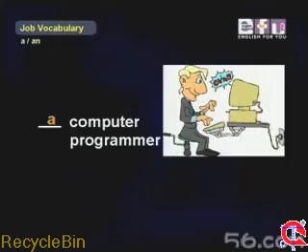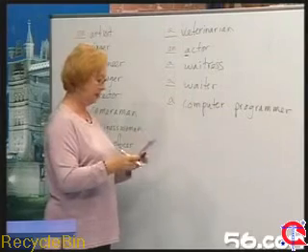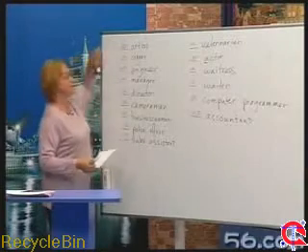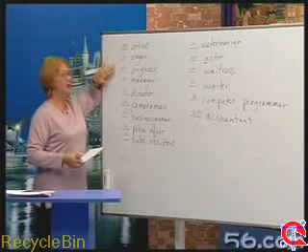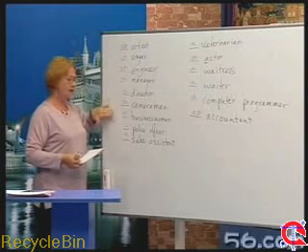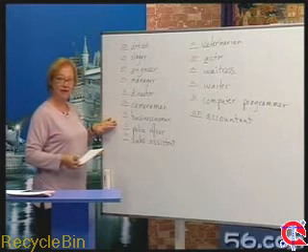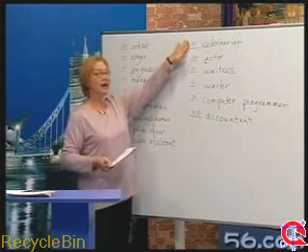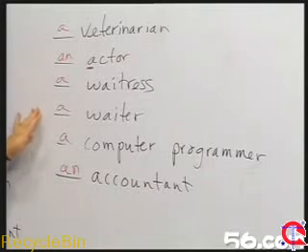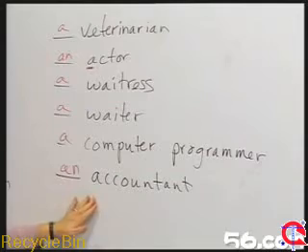Okay, Ali, a long one for you. Computer programmer. A computer programmer, yes. And finally, Isabel, accountant. An accountant. Yes, an accountant because of the A. Very good. All right, let's go over these again. An artist, a singer, an engineer, a manager, a director, a cameraman, a businesswoman, a police officer, a sales assistant, a veterinarian, an actor, a waitress, a waiter, a computer programmer, and an accountant.